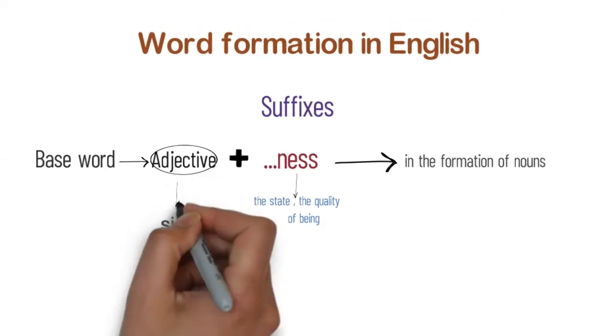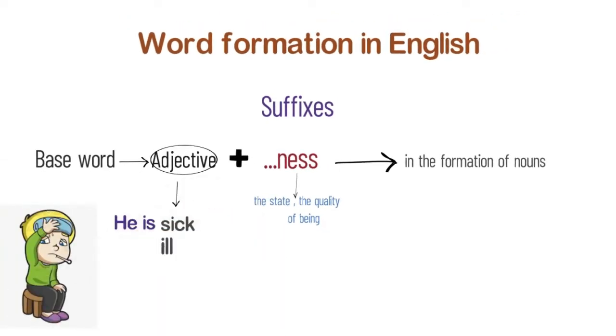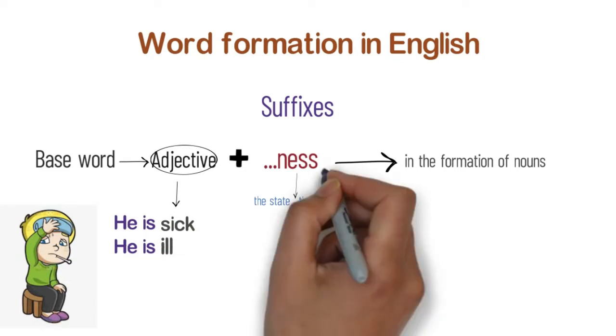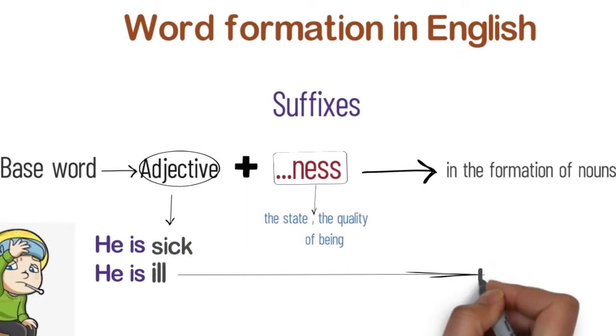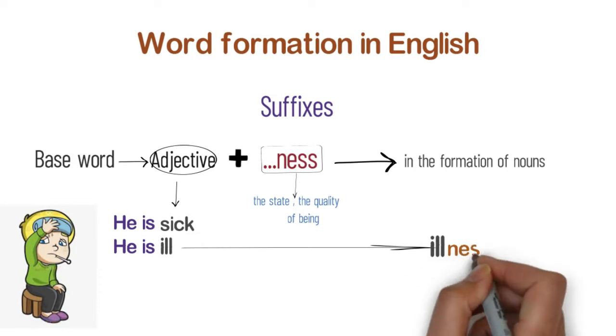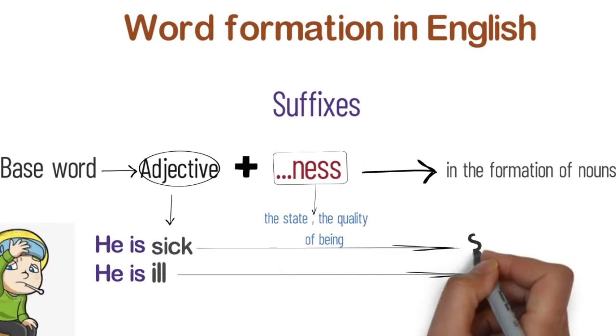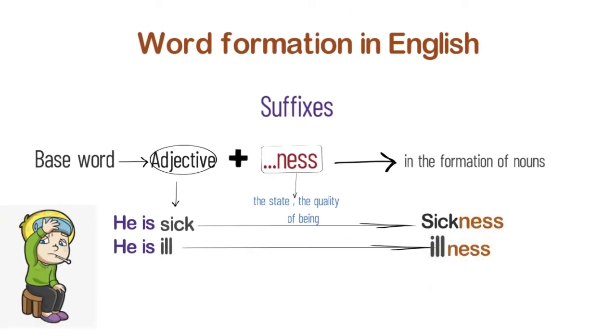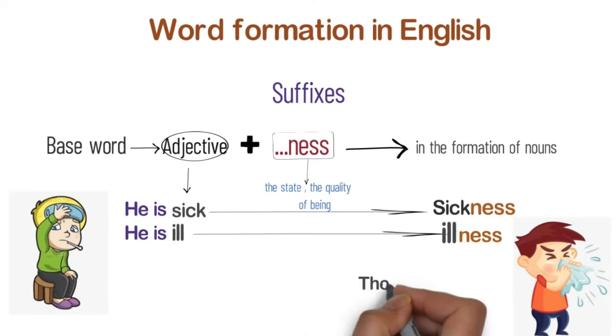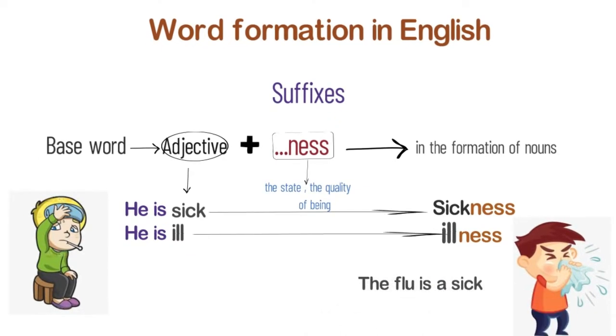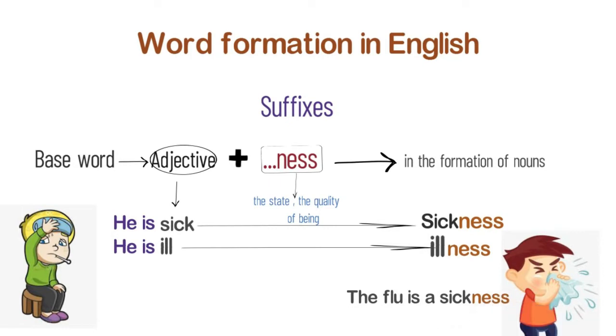Ill or sick are adjectives. He is sick or he is ill. If you add the suffix ness to both of them, you get the nouns illness and sickness, which means the state of being sick or ill. The flu is an illness or the flu is sickness.